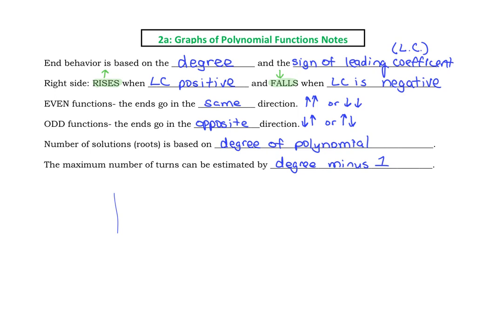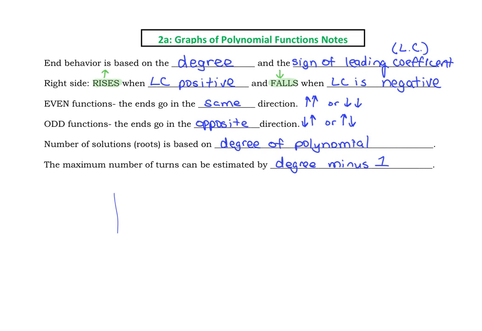Okay, today we're going to talk about the graphs of polynomial functions. A couple things to go back over that hopefully you learned in Algebra 2. The end behavior is based on the degree and the sign of the leading coefficient. LC is my abbreviation for leading coefficient. The right side of the graph rises when the leading coefficient is positive, and it falls when the leading coefficient is negative.